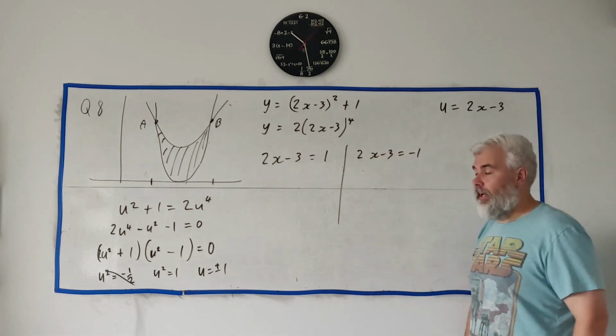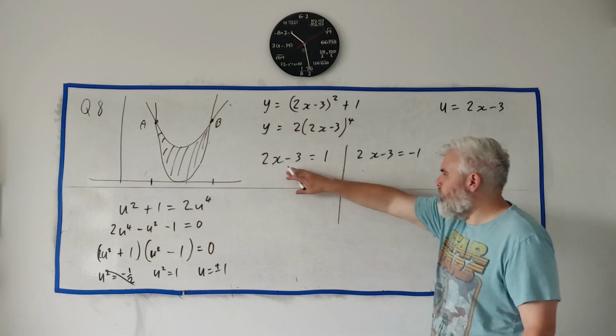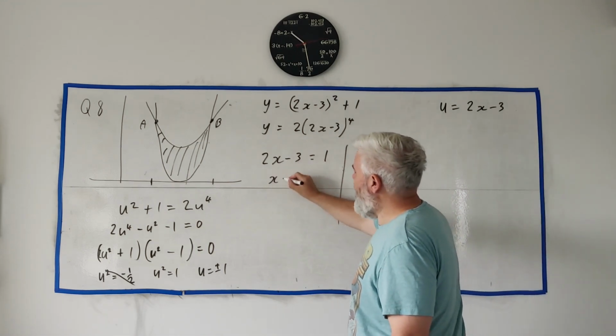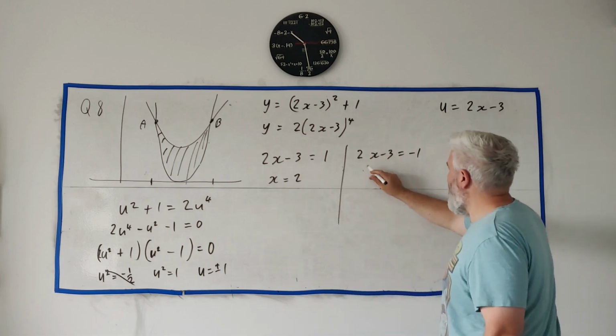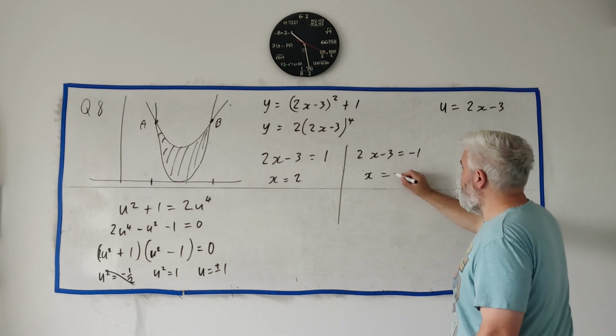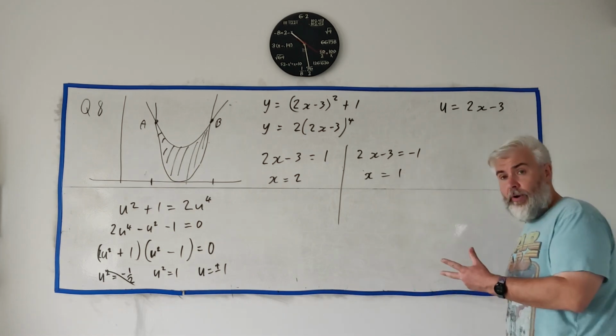Let's split the world in half here. Rearrange this, we get 4 over here. 2x equals 4, so x equals 2. We would get 2 over here. 2x equals 2, so x is equal to 1. There are your two answers.